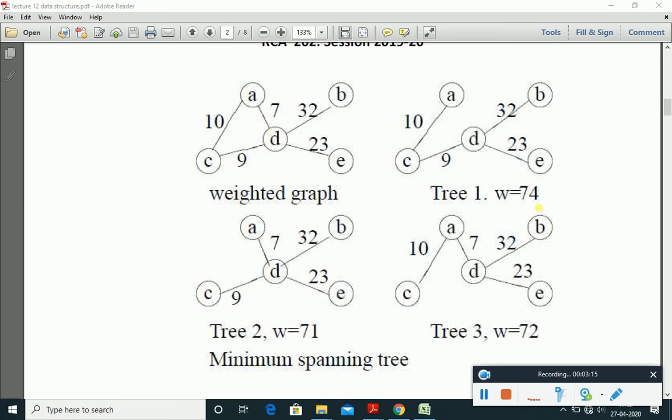Let's take the total of the associated edges. In this example it is 74, in this example it is 72, in this example it is 71. So as per these three examples we can say 71 is the minimum, but we should make sure that no other spanning tree is possible whose total edge cost is less than 71. If it cannot be less than 71, only then will we say this particular spanning tree is a minimum spanning tree.